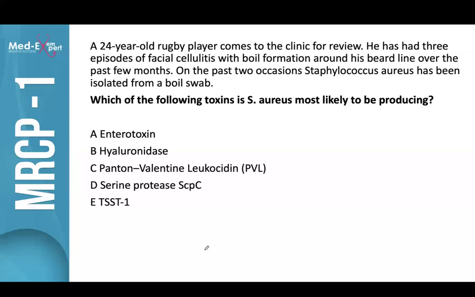A 24-year-old rugby player comes to the clinic for review. He has 3 episodes of facial cellulitis with boil formation in his beard line. On the past 2 occasions, Staph aureus was isolated from the boil swab. Which of the following toxins is Staph aureus most likely to be producing?